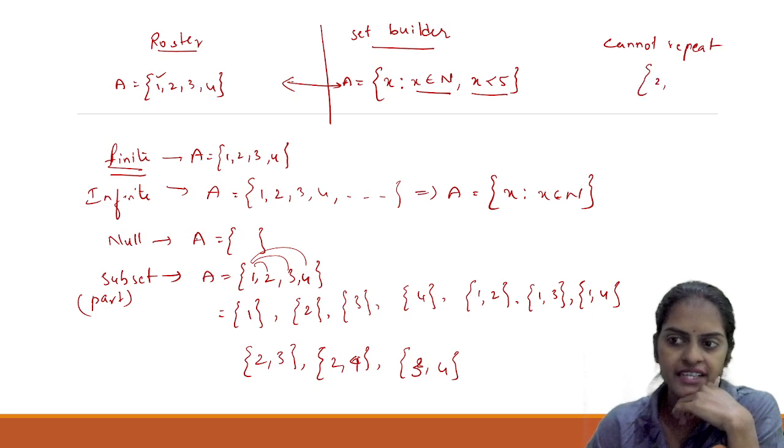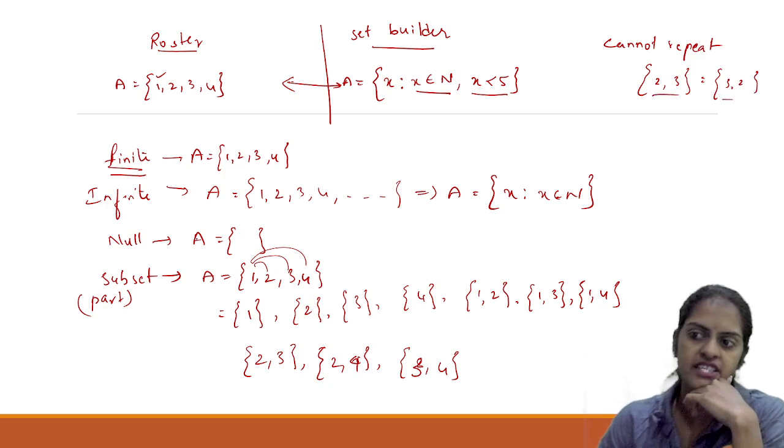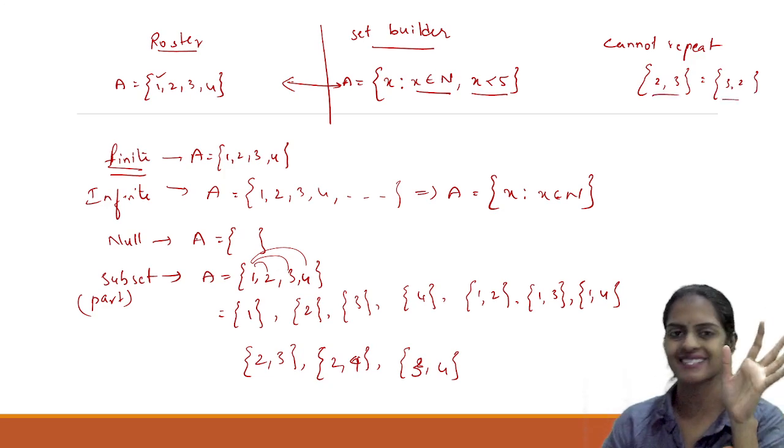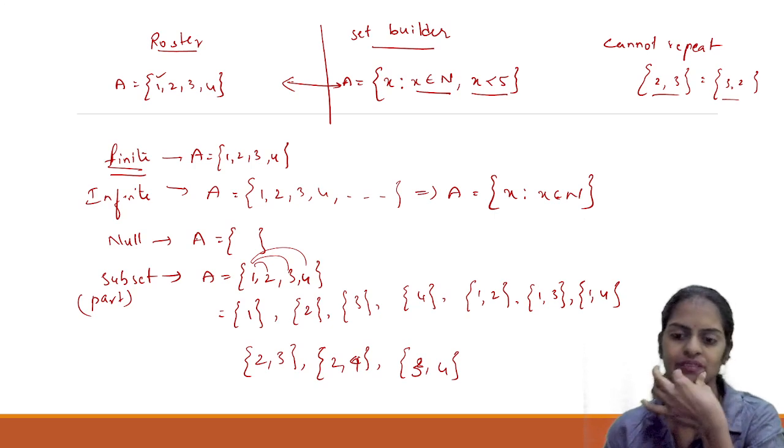Okay, and if I write 2, 3, that is equal to 3, 2. So order, if I change also, no problem. It represents the same set. Okay, so you don't have to write again.